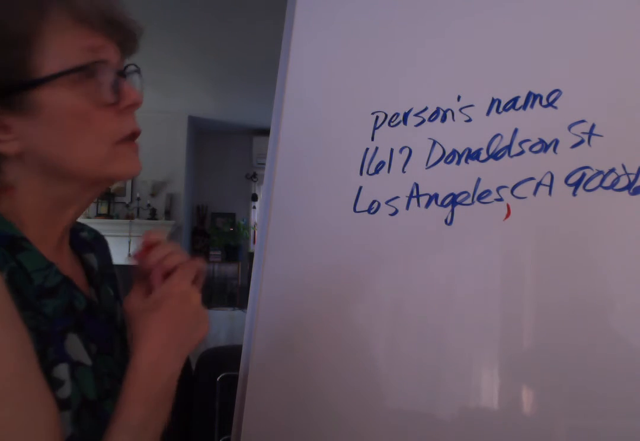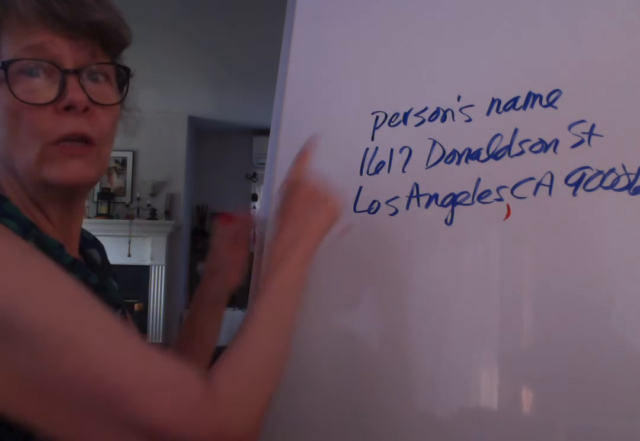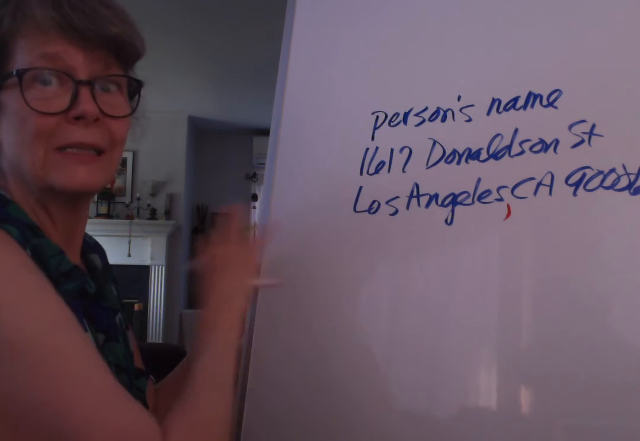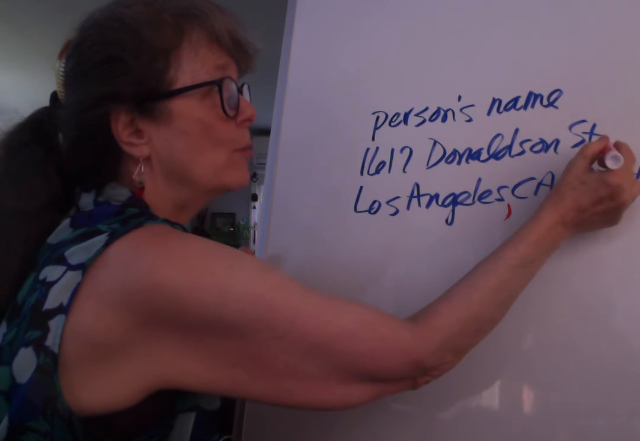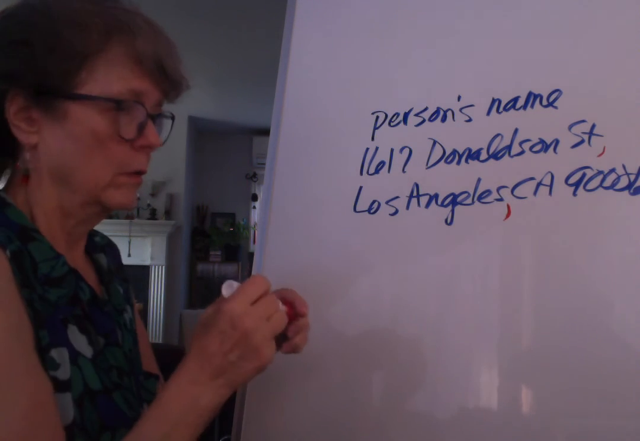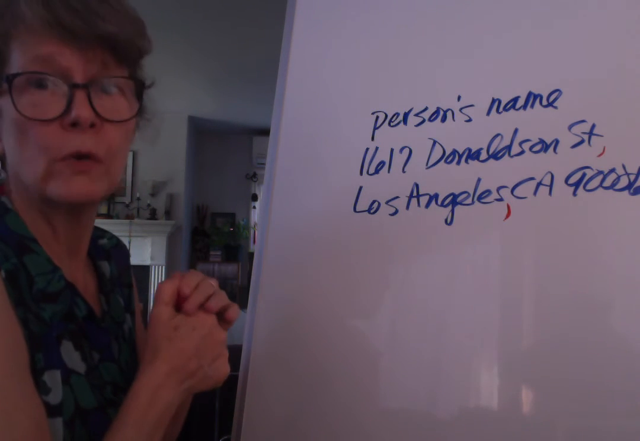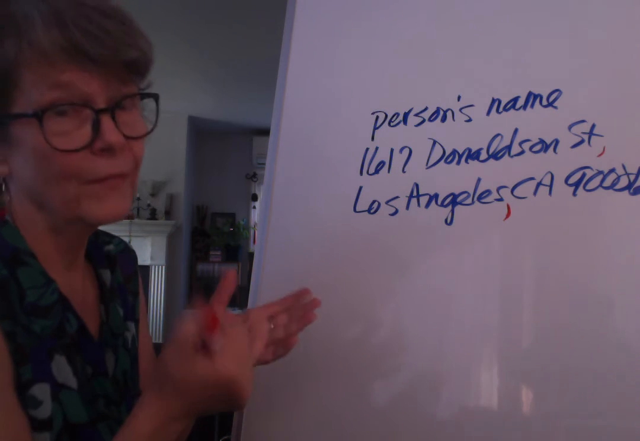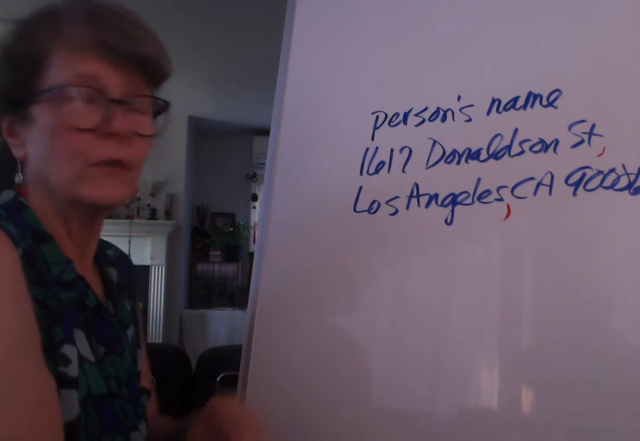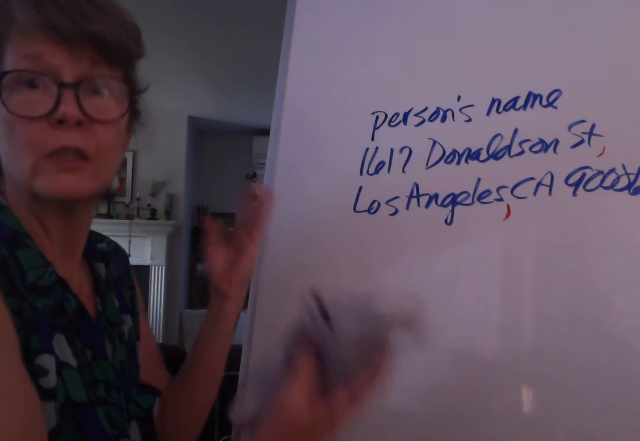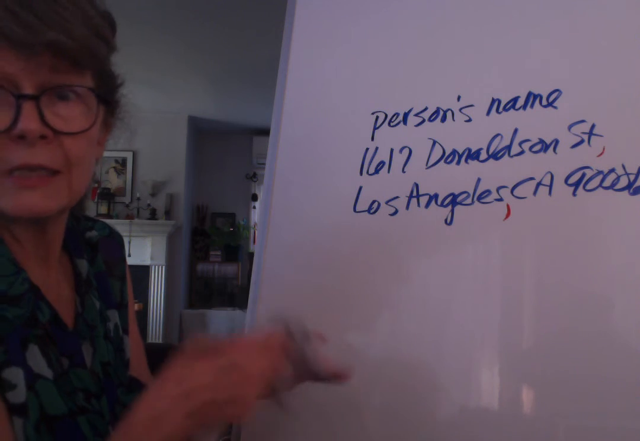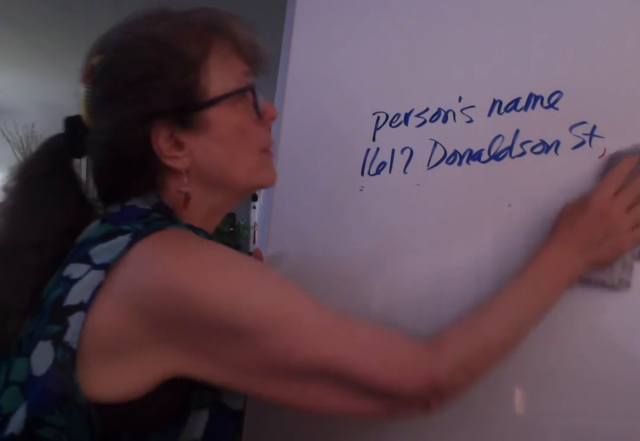The only difference would be if we were writing this in a sentence, then we would put a comma between the street and the city. All right. So there's no logic to that. It's just the way it is.